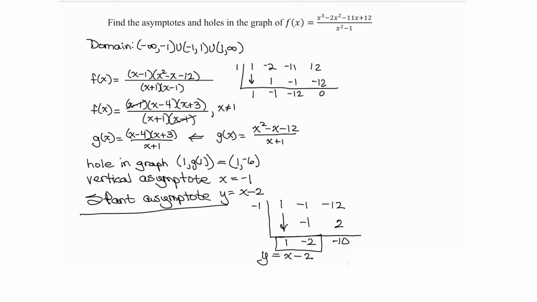And that gives you the asymptotes and the hole in the graph of the function f of x equals x cubed minus 2x squared minus 11x plus 12 all over x squared minus 1.